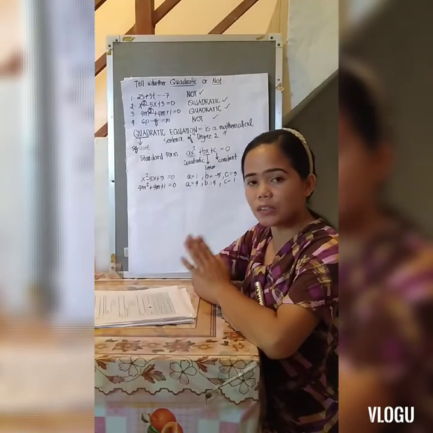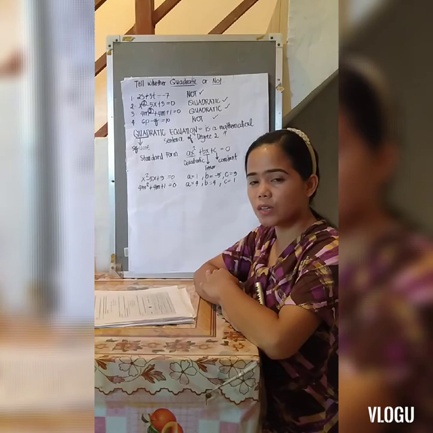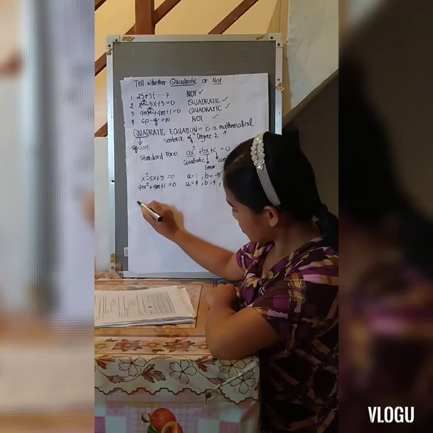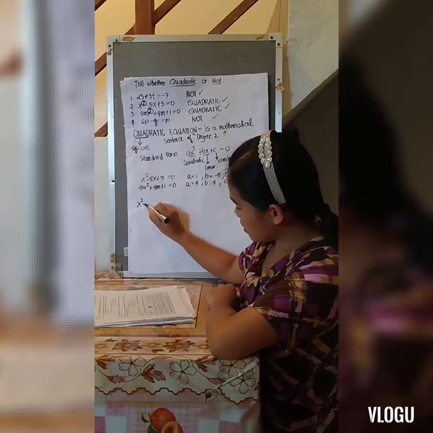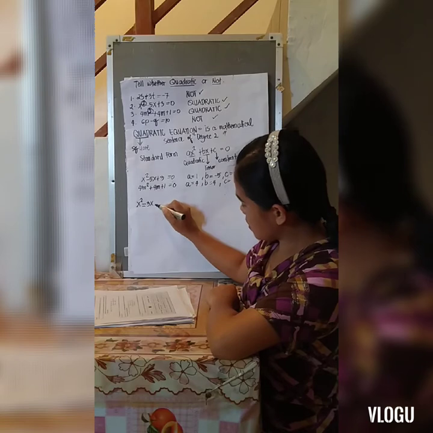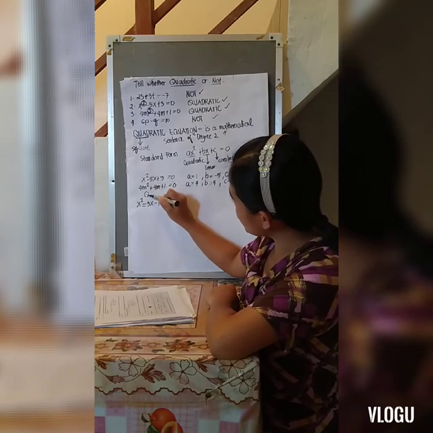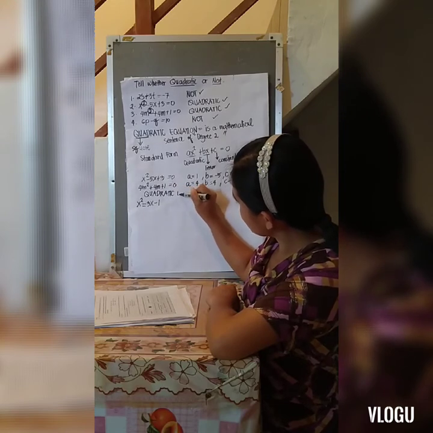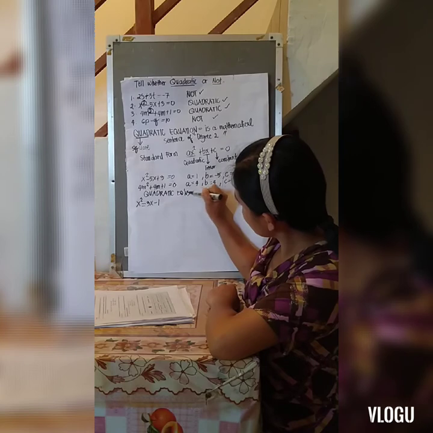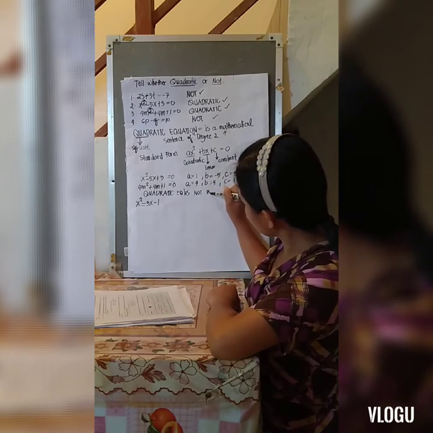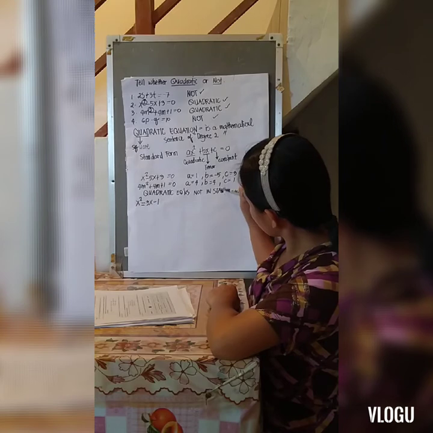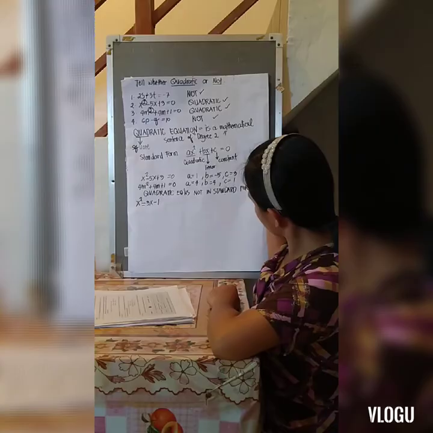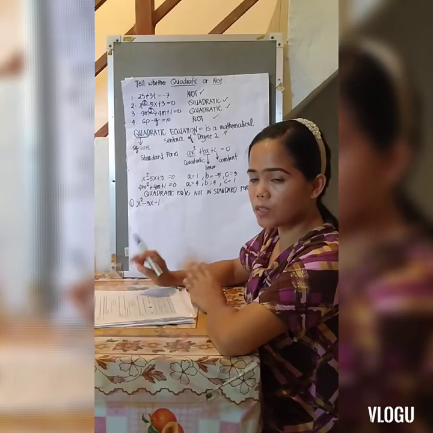There are times our quadratic equation is not written in its standard form. Let's have an example. We have x squared equals 3x minus 1. These are quadratic equations not in standard form. We are going to transform this to its standard form.